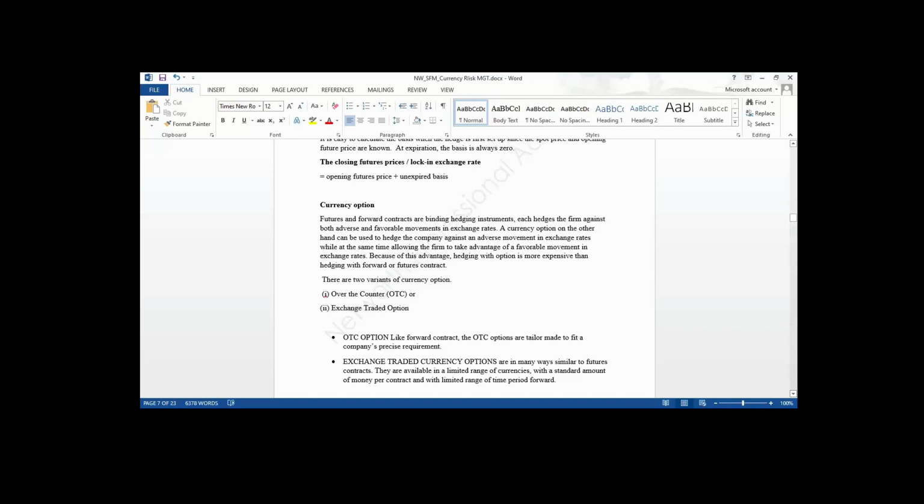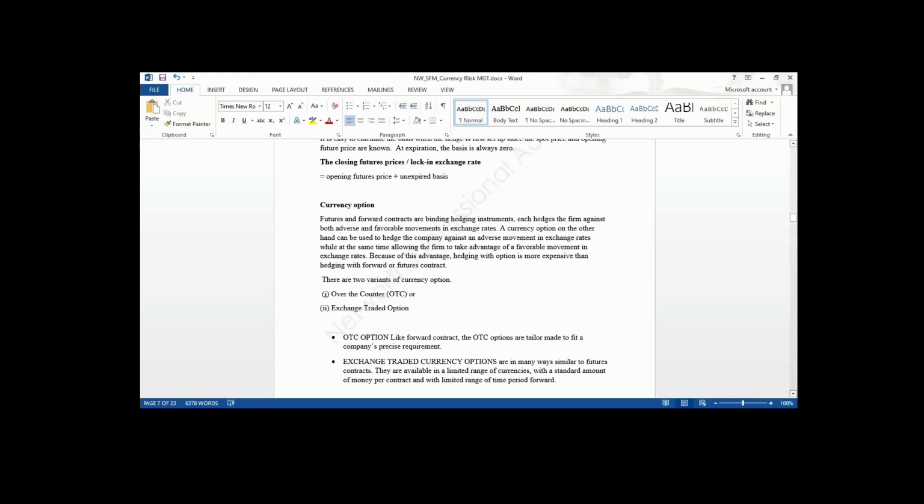But it is not an obligation. So I will only exercise my rights if that exchange rate is favorable. If the exchange rate is not favorable, I'm going to pull out of that option contract. Remember, we have done options in all the classes. It's an option to hedge at a predetermined exchange rate, not an obligation.